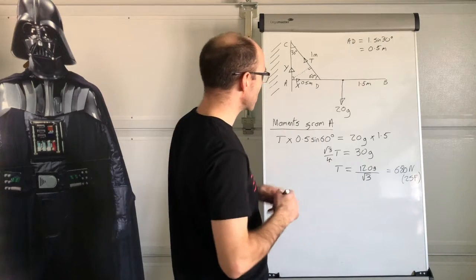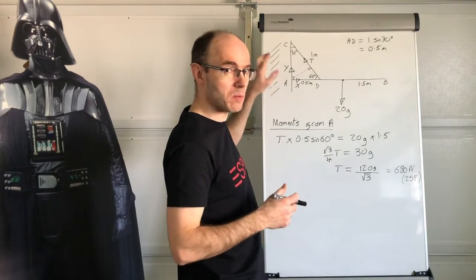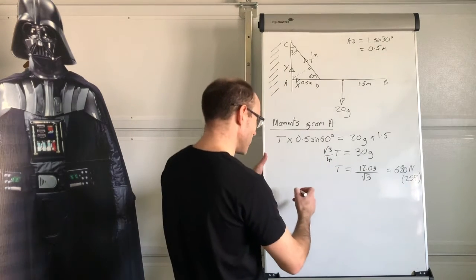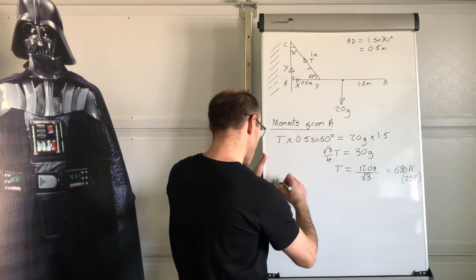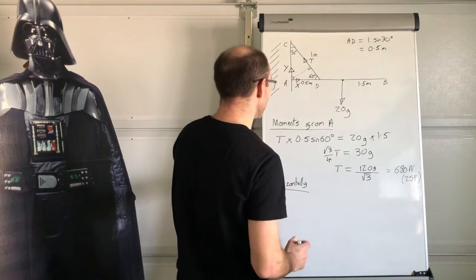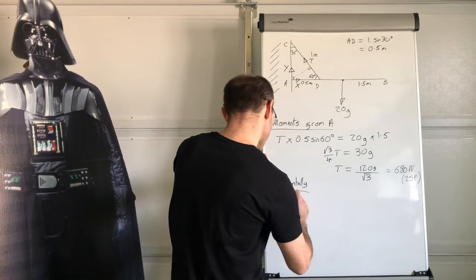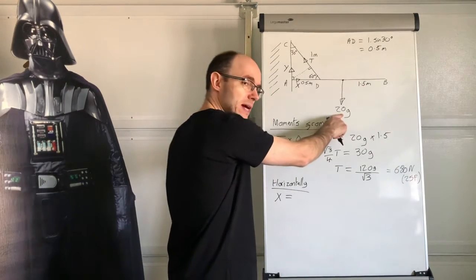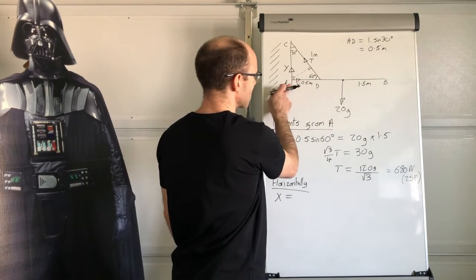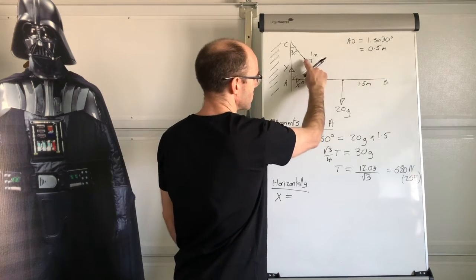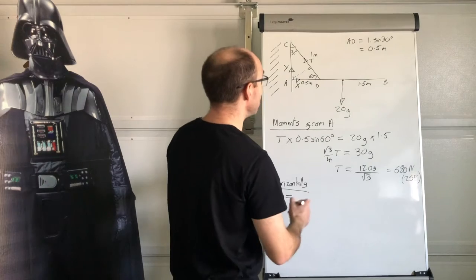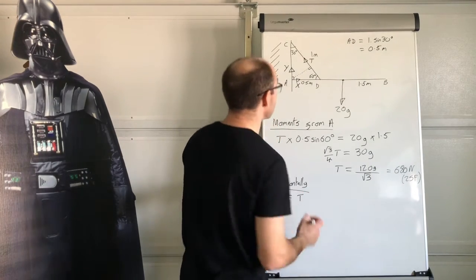So what we're going to do is we're going to resolve both horizontally and vertically, and we're going to find what X and Y are, okay. I'm hoping I can do it in this space here. So horizontally first. So X, what's that going to be equal to? Well, obviously we don't count 20G because that's got no horizontal component. Because I've got X towards the right, the tension is effectively towards the left, and because it's in equilibrium, they're going to balance out, so it's going to be equal to something multiplied by T, isn't it?